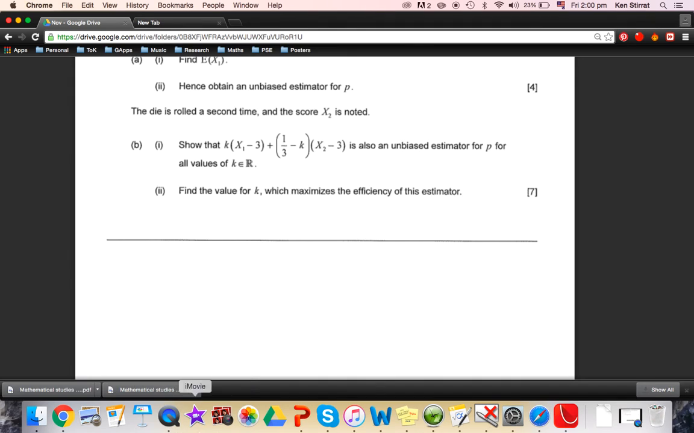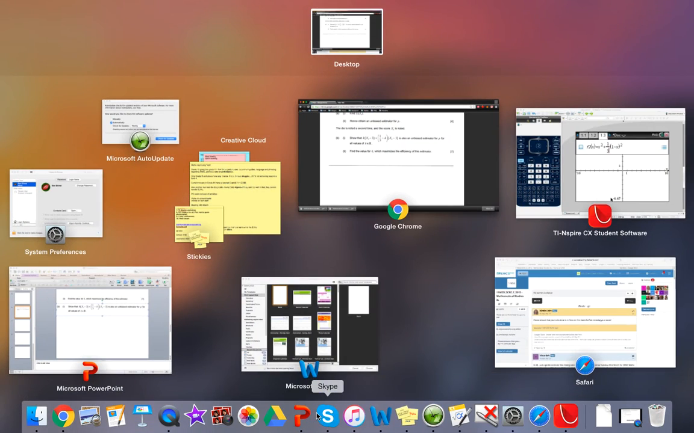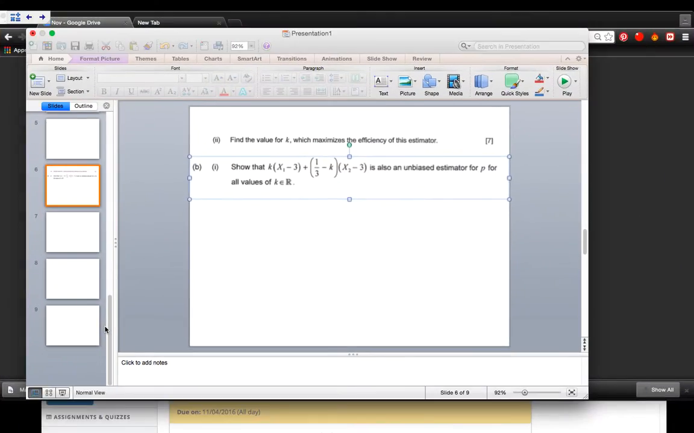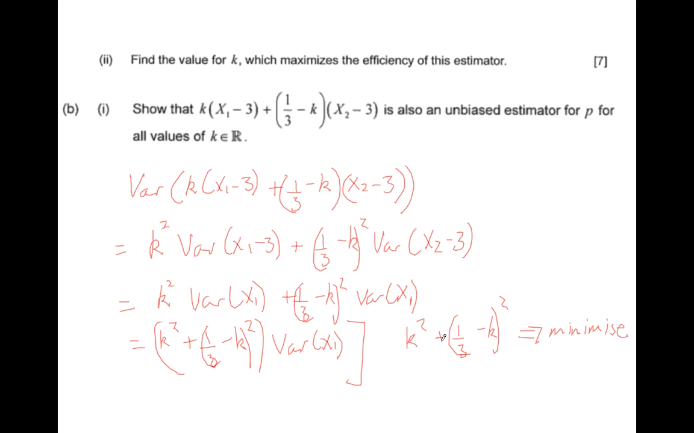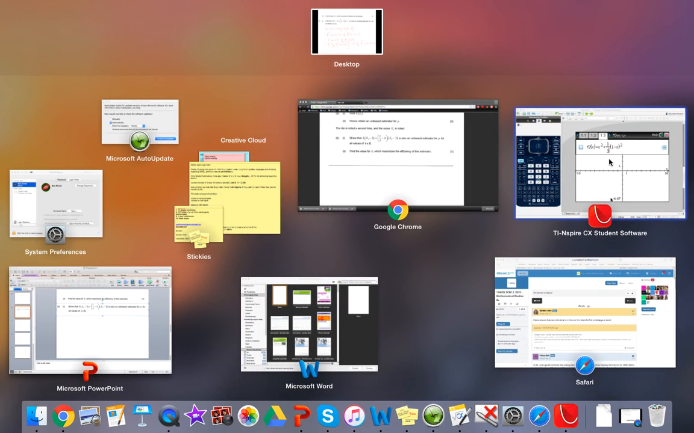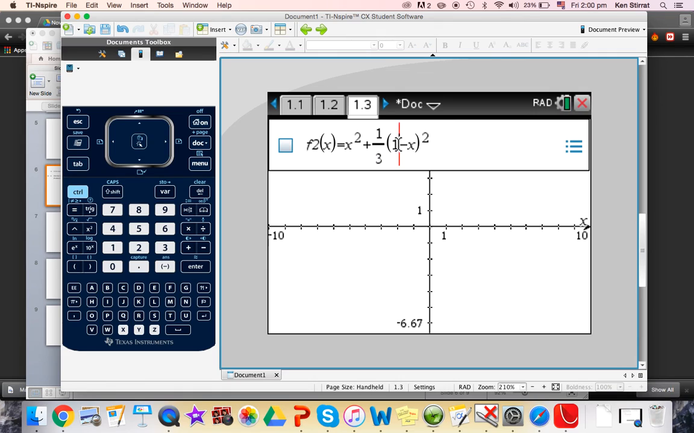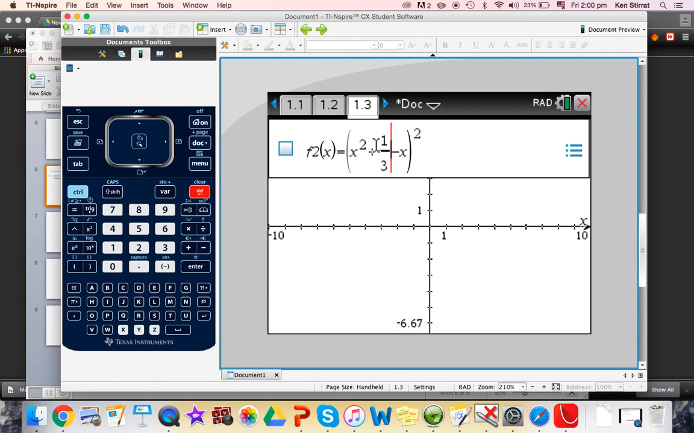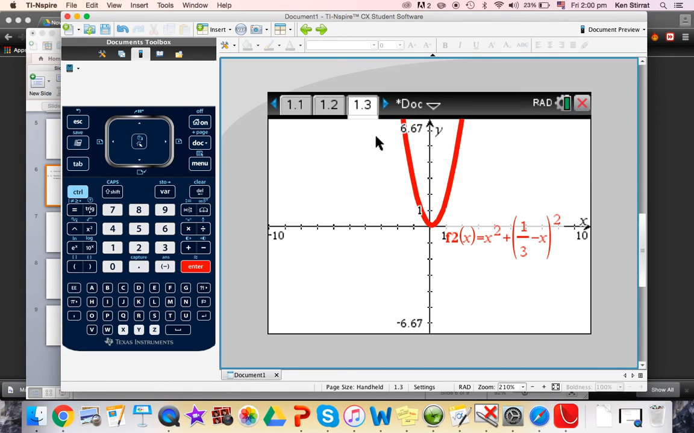Where's my PowerPoint gone? PowerPoint is there. Okay, great. k squared plus 1/3 minus k all squared. Oh, terrible, long way off. Okay, that's it. Just graph that.